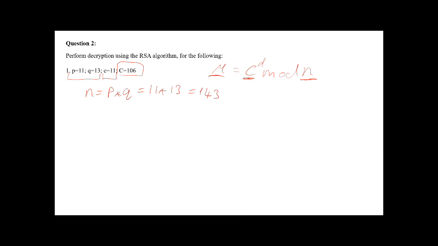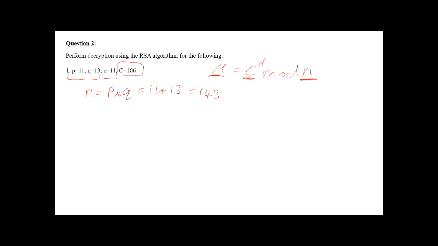What I don't have here is D. So this is the problem here: I don't have D. So how do we get D here? We will use something called the Euclidean algorithm.